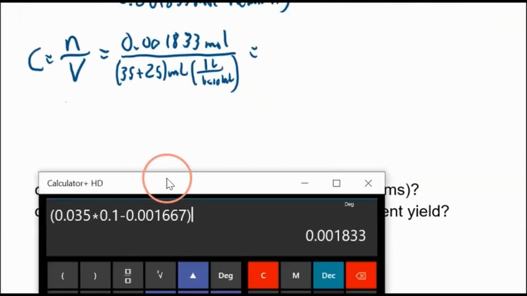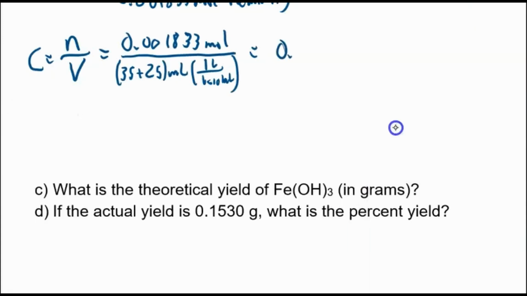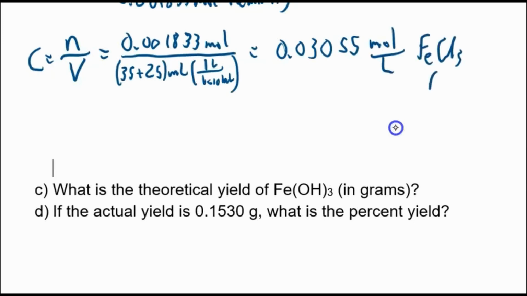Okay, alrighty. So 0.001833 divided by 60, that's just 60 divided by 1,000. That gives 0.03055 moles over liters, which is molarity, capital M, of FeCl3 remaining. Do you see that? I hope that makes sense. Let me know if this isn't making sense to you.